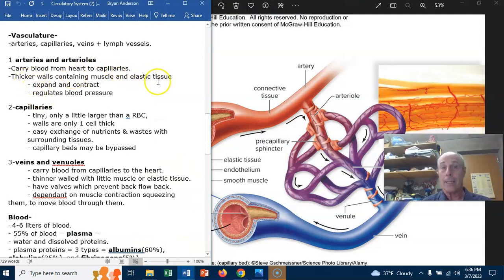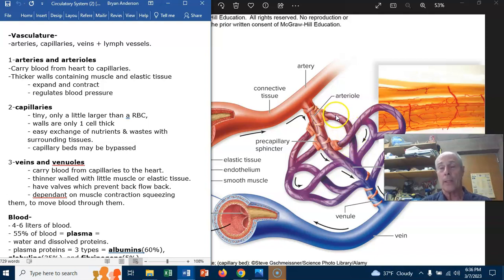So muscle and elastic so that it can stretch. If you remember, like the tube demonstration. That helps regulate blood pressure, temperature, all those things. Then we have this capillary network. They're tiny. I'll show you a video when we get back after spring break of blood flow through a capillary network.